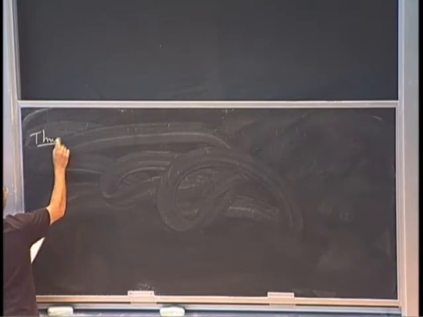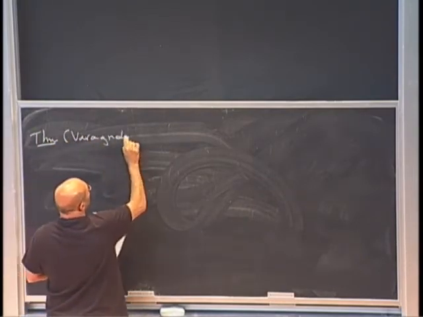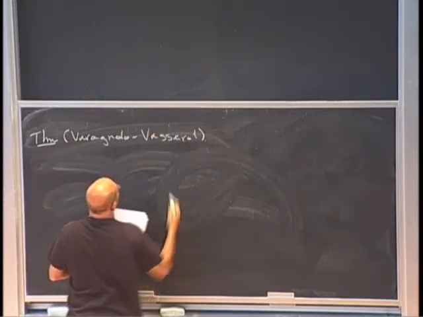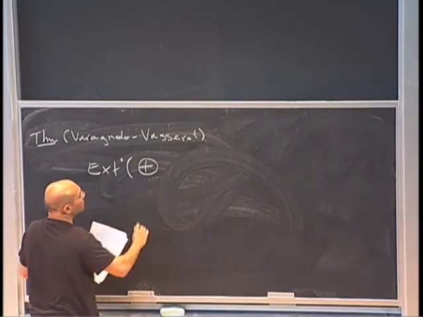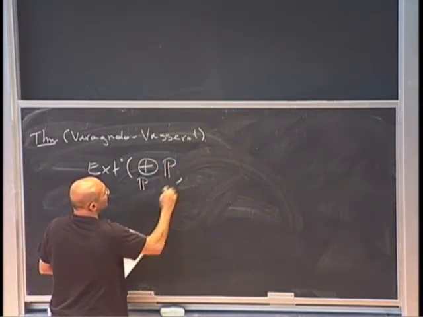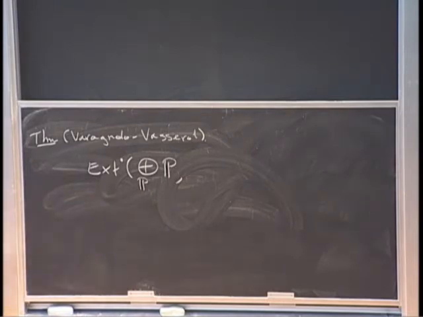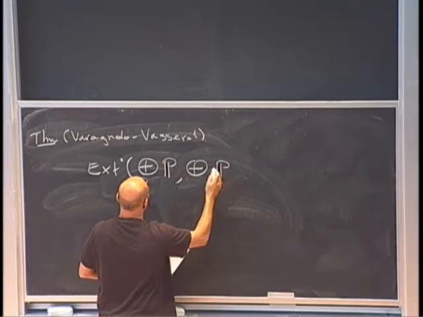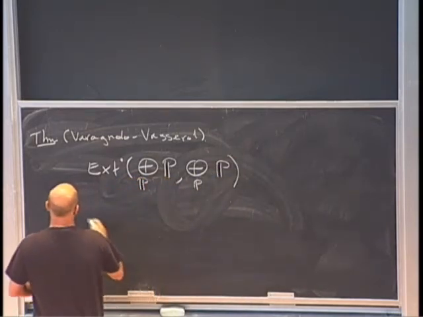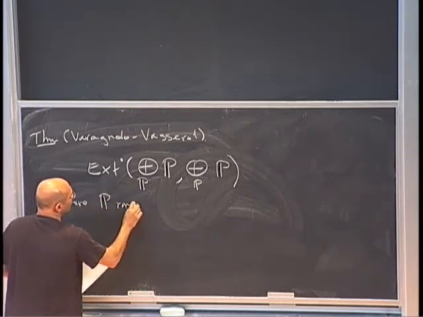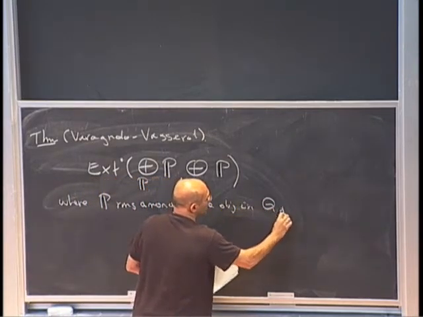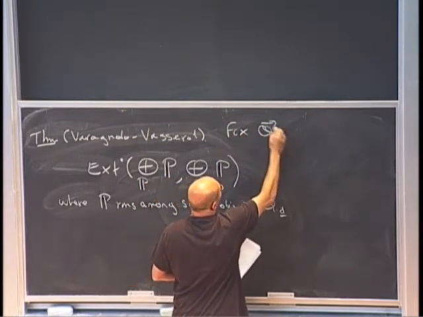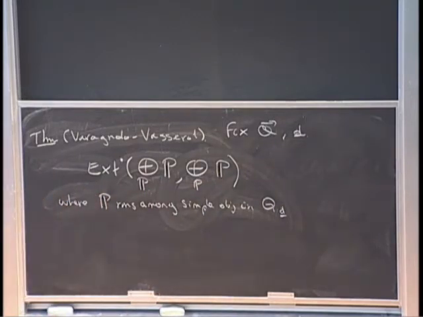It's a theorem due to Varagnolo and Vasserot, which says the following. If you take the Ext algebra of the direct sum of all simple perverse sheaves P, this is still in the context of quivers, where P runs among simple objects in Q_D. So you fix a quiver Q and a dimension vector D, and you look at the Ext algebra. So this contains essentially the knowledge of the category itself.